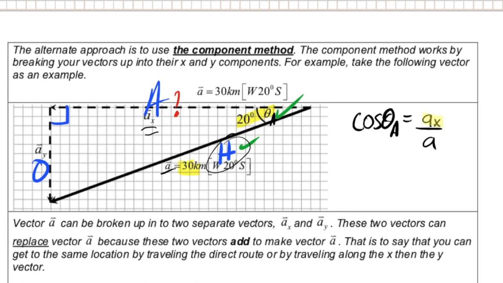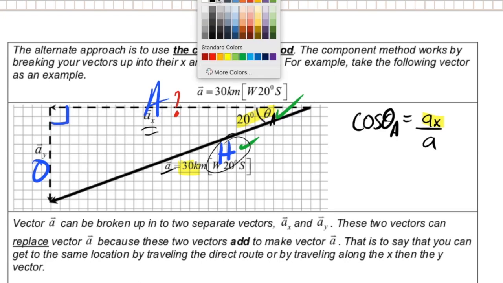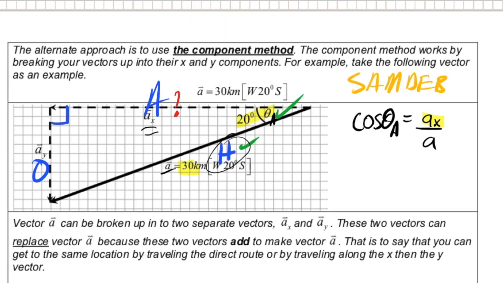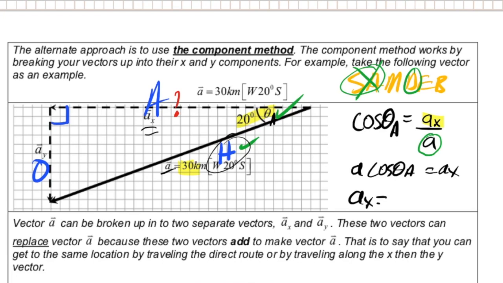Okay, humans of profound awesomeness. We need to isolate for AX because we want AX by itself. Well, to get AX by itself, we have to do SAMDEB. So let's see. No subtraction or addition, but we do have division. So we want to move A to the other side. Since A is attached to AX via division, the opposite of division is, of course, multiplication. So we end up getting A cos theta A is equal to AX, or AX is equal to A cos theta A. That's it. So you put those numbers in, and then you can find that X component of vector A.